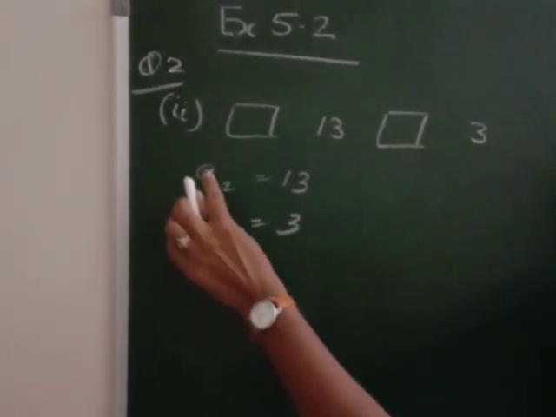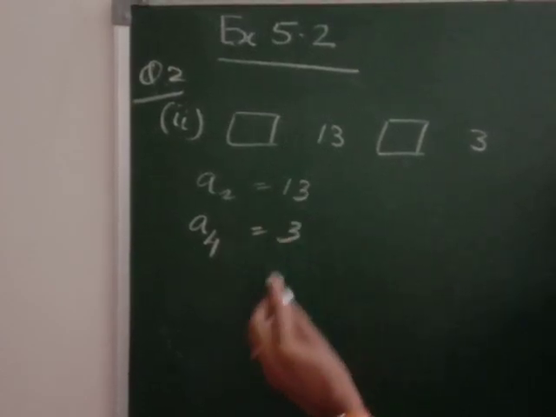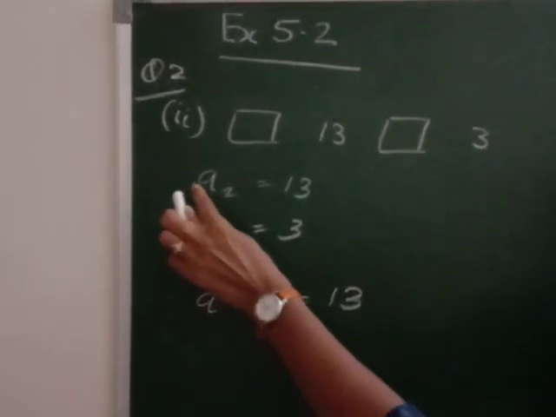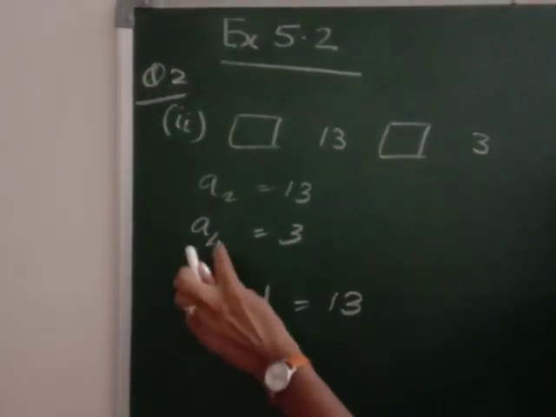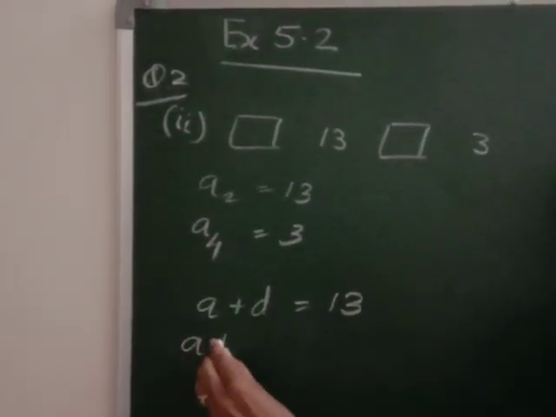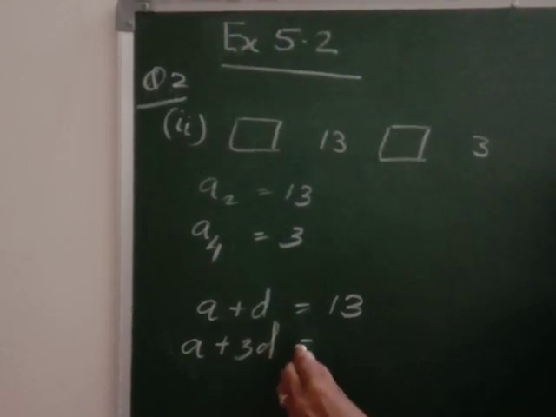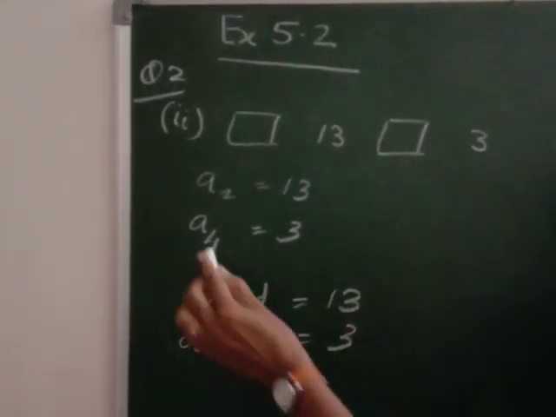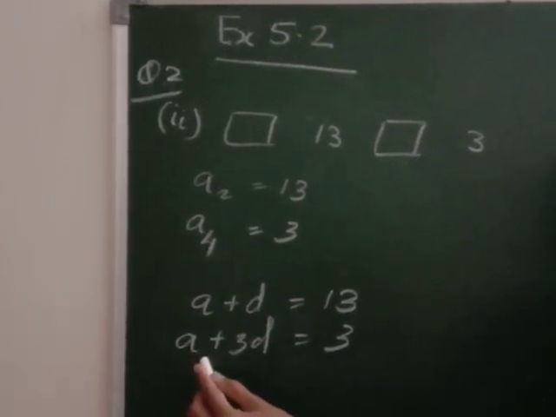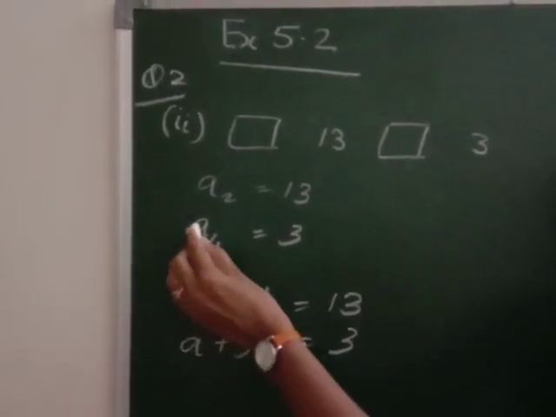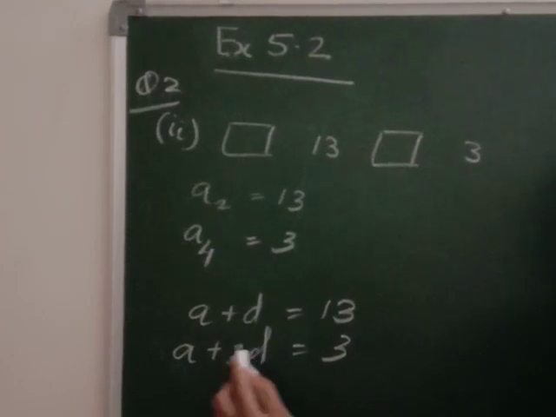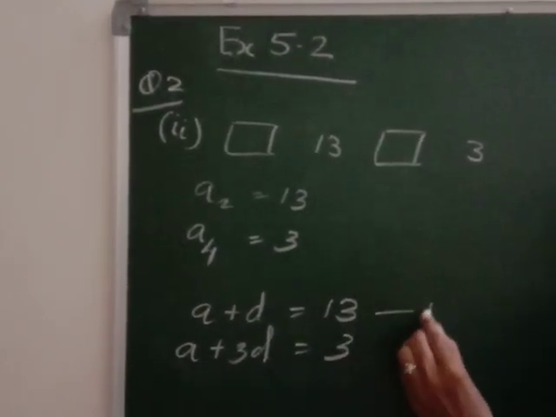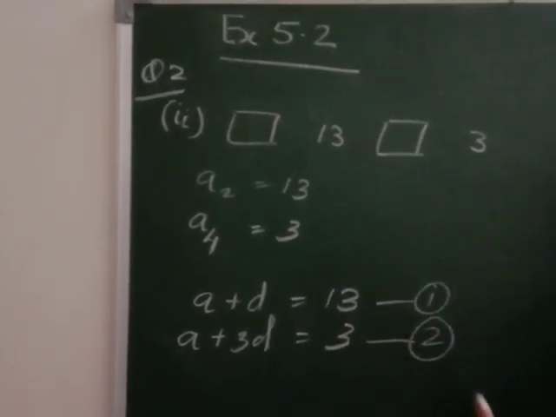Okay, now in place of A2, what can I write? I can write A plus D is equal to 13, because A2 means A plus D. In place of A4, I will write A plus 3D. A plus D equals 13 and A4. What is the meaning of this? A fourth term, that means A plus 3D, 4 minus 1, that is 3.